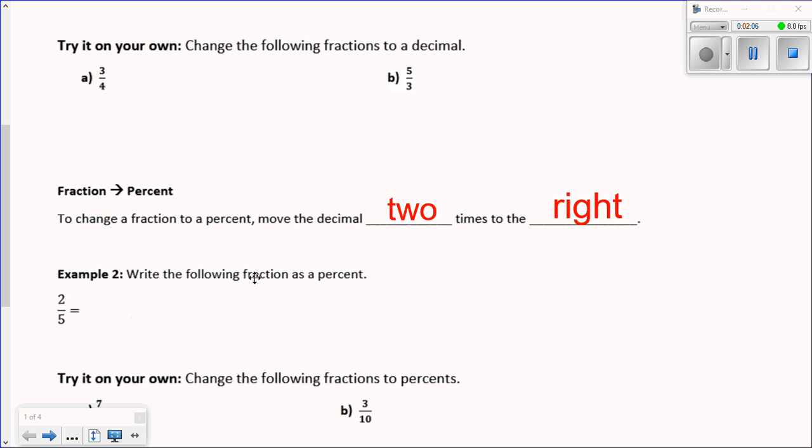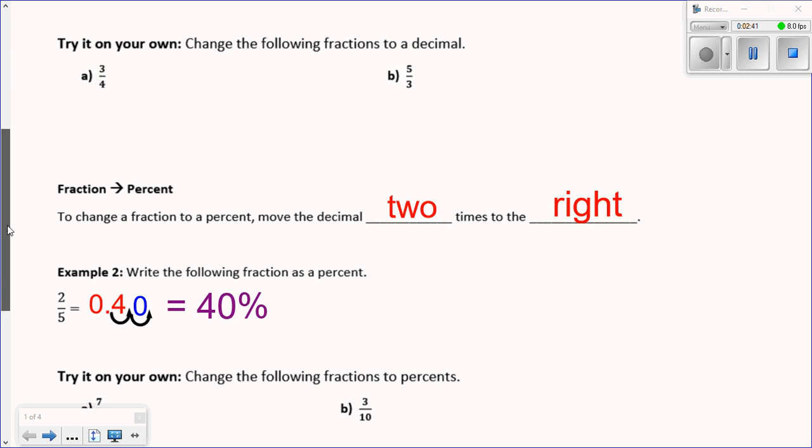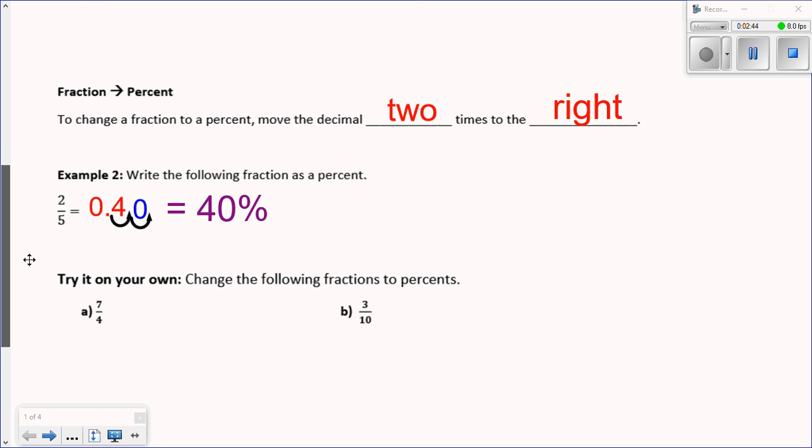So example 2, write the following fraction as a percent. We have 2/5 again, which we just did in the calculator, and we got 0.4. We're going to move that decimal place 2 spaces to the right now. So 1, 2. And that second space didn't actually have anything in it, so I'm going to add a 0 in there. So now that equals 40%. The decimal point is behind the 0, and instead of putting a decimal point, we're just going to put a percent sign. So 40%.